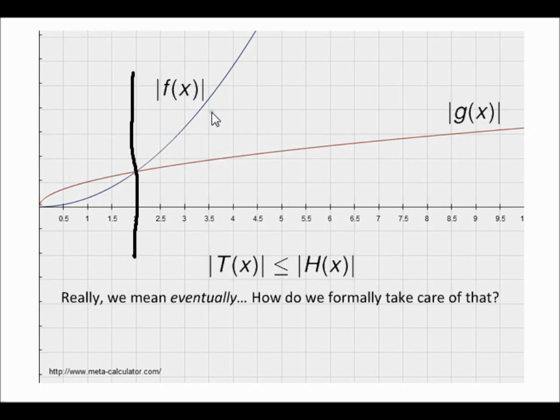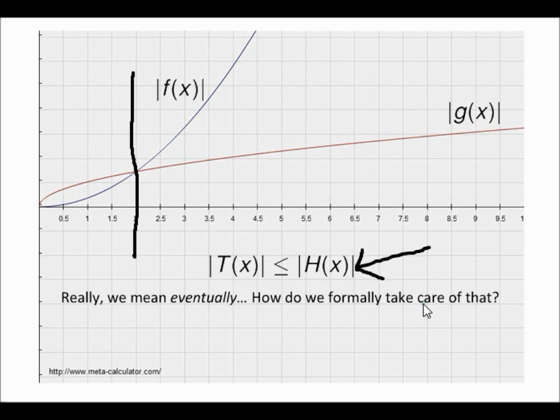With algorithms, for example, I don't really care how many steps you take with small values. I'm thinking big picture, I'm thinking down the road. So really, what we mean is we want this to happen. We do want our hare function to be greater in magnitude than our tortoise function, but we mean eventually. We mean down the road.